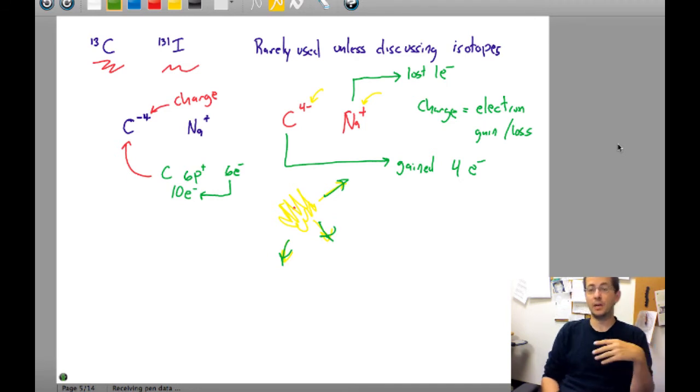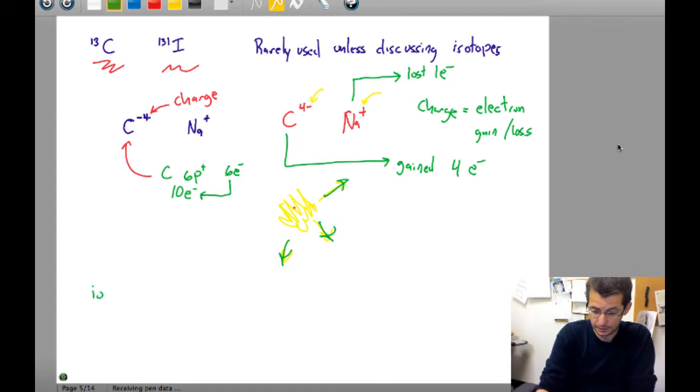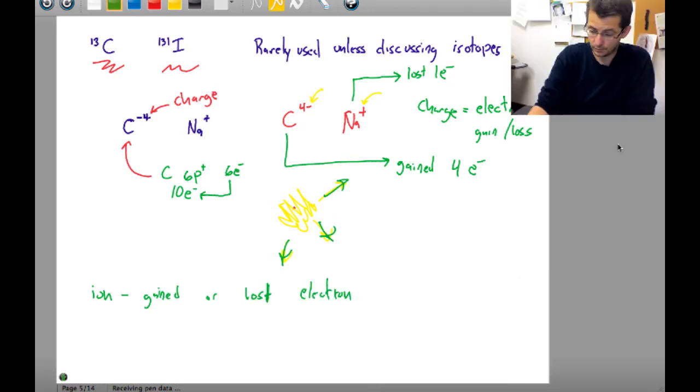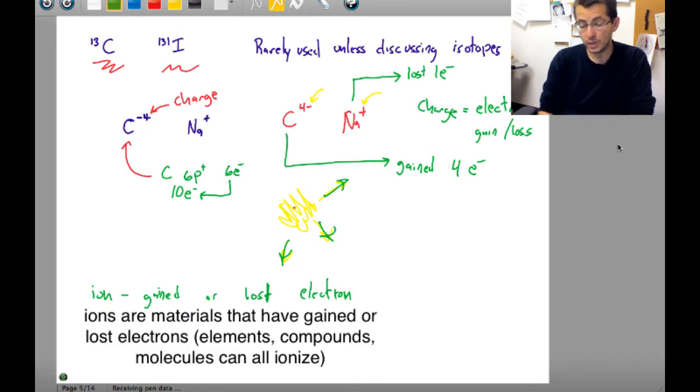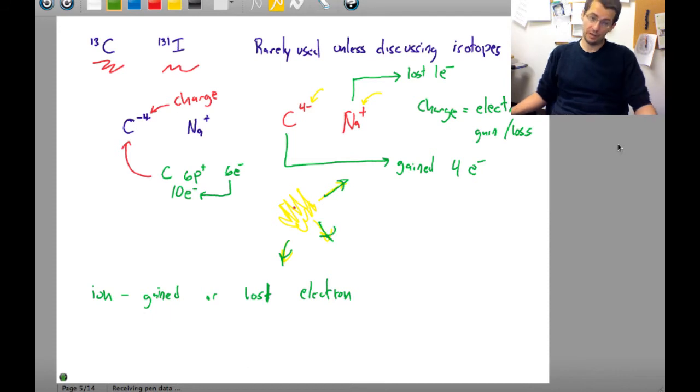So rather than talk about C -4, Na+, we usually use names for these materials. These materials are called ions. Ions are elements or compounds that have gained or lost an electron. We say something has become ionized. We're going to spend most of the next 3 or 4 weeks talking about ionic materials, materials that are composed of ions.